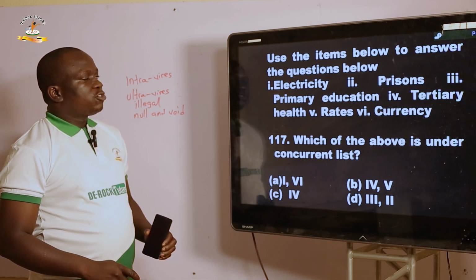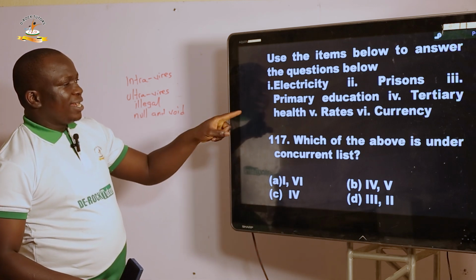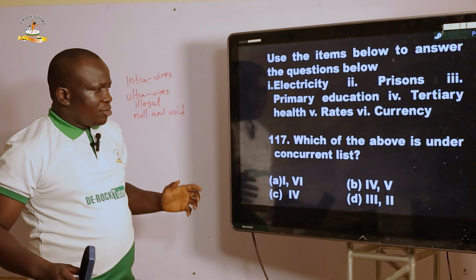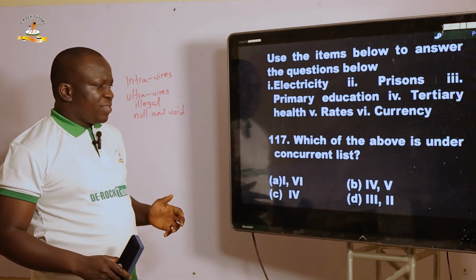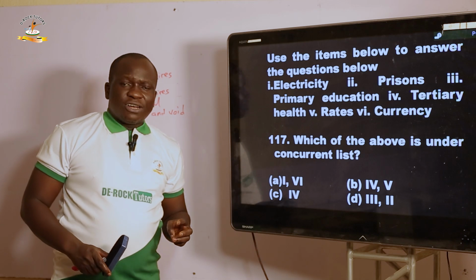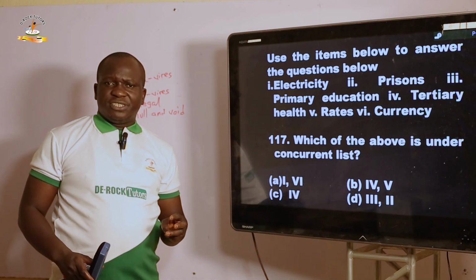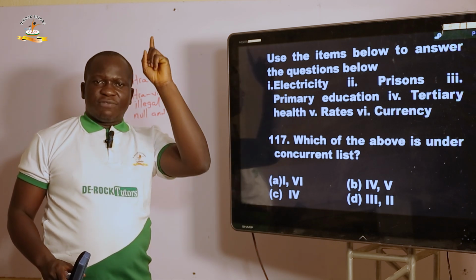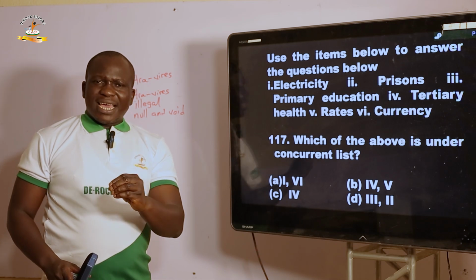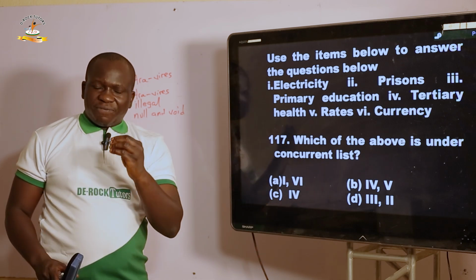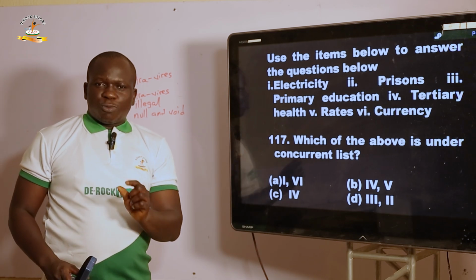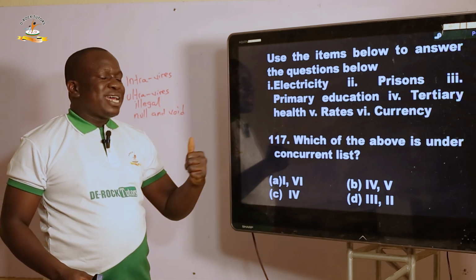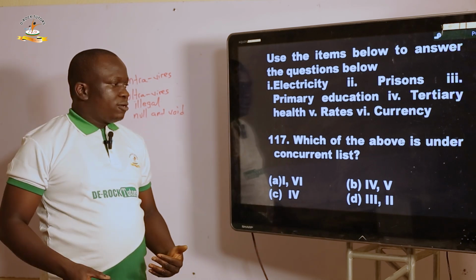Use the items below to answer the questions. Roman number 1, electricity, prisons, primary education, tertiary health, rates, and currency. Number 117 says, which of the above is under concurrent list under federalism and under the 1999 Constitution of the Federal Republic of Nigeria? We have the exclusive list. Any responsibility you see on the exclusive list is carried out by only the federal government. We have the concurrent. Anything there is carried out by both the federal and the state. And we have the final list, which is called residual list, which is carried out by only the state government. So this question is asking us for items here that are under the concurrent. That is, the federal can do it, the state can also do it.